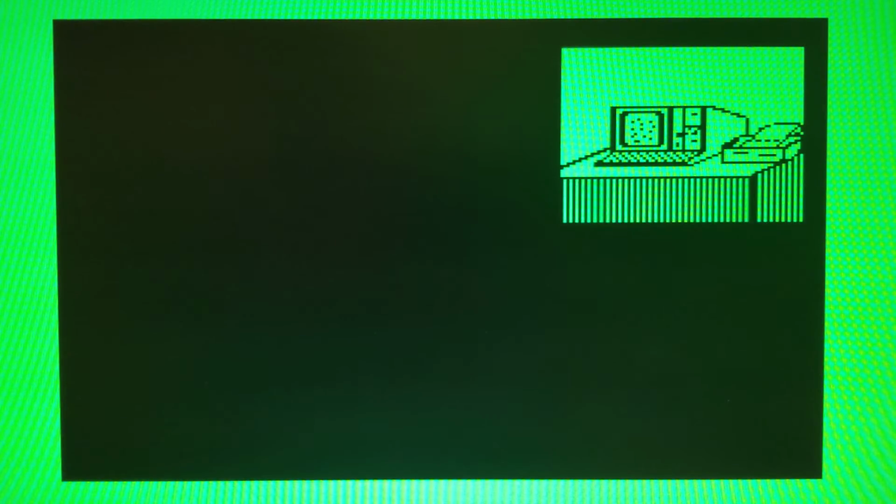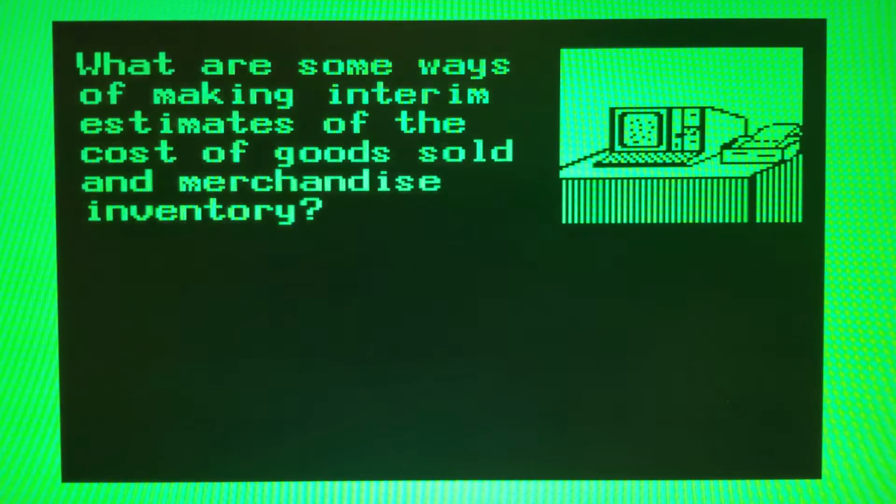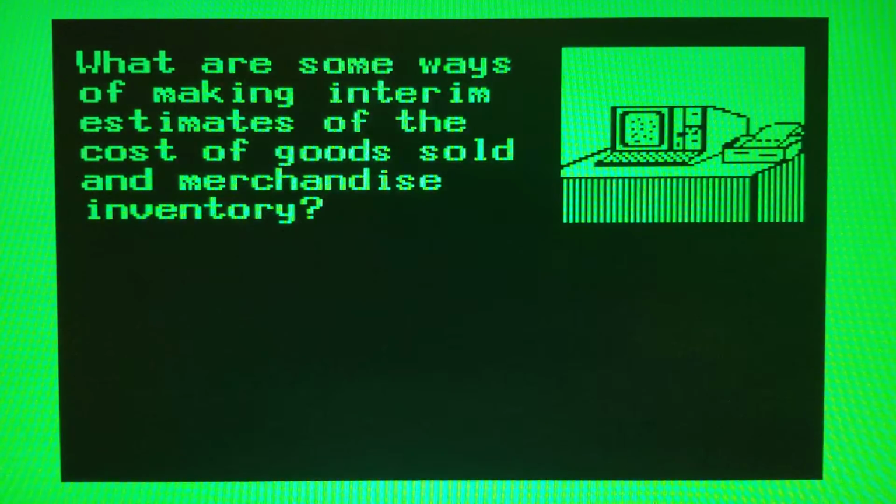As the cost of handling data is reduced by means of electronic data processing, it will be feasible to keep account of less expensive items. What are some ways of making interim estimates of cost of goods sold and merchandise inventory?